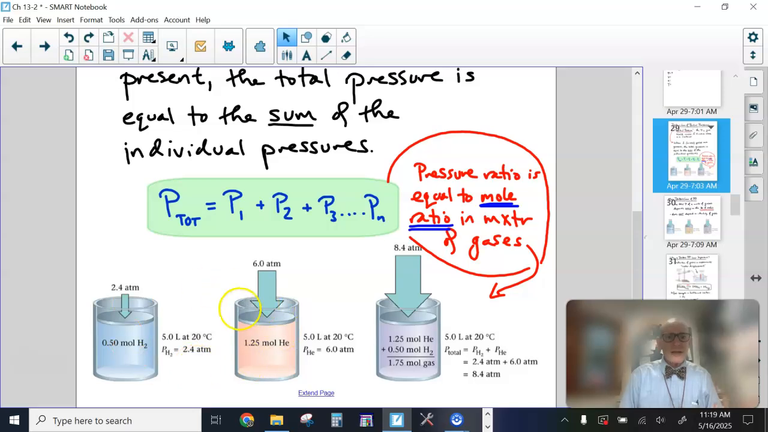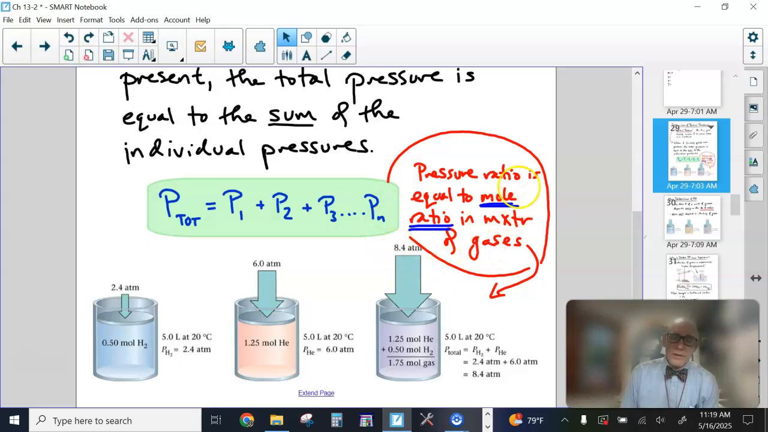That picture shown down here, if you have half a mole of hydrogen exerting 2.4 atmospheres and 1.25 moles of helium is exerting 6 atmospheres of pressure, you put them together and they exert a total pressure which is summative, right? It's additive.